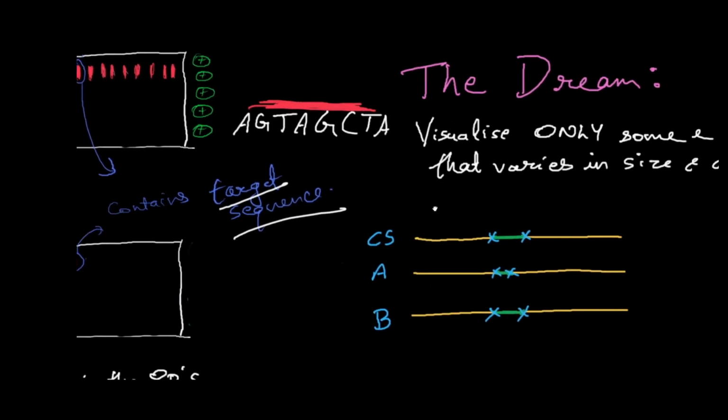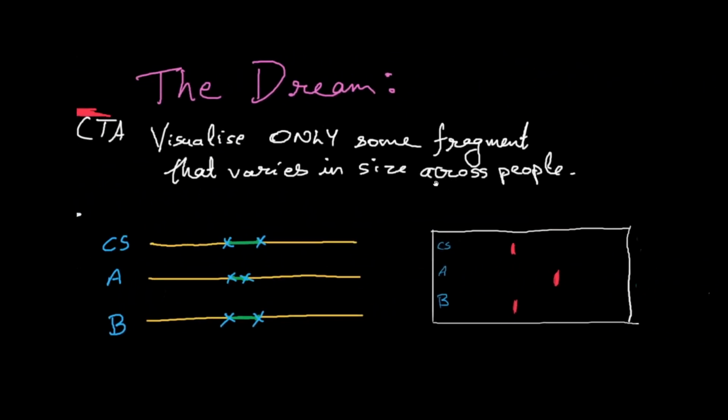Okay, so how does this help us? Well, let's go back to our dream. Let's go back to what we actually want to do. We want to visualize only some fragment that varies in size across people, right? And we talked about how this could be part of the 0.1% of the DNA. We want to target a fragment that is presumably some part of the 0.1%, and maybe you can imagine a situation like this, where different people have different sizes of corresponding fragments.